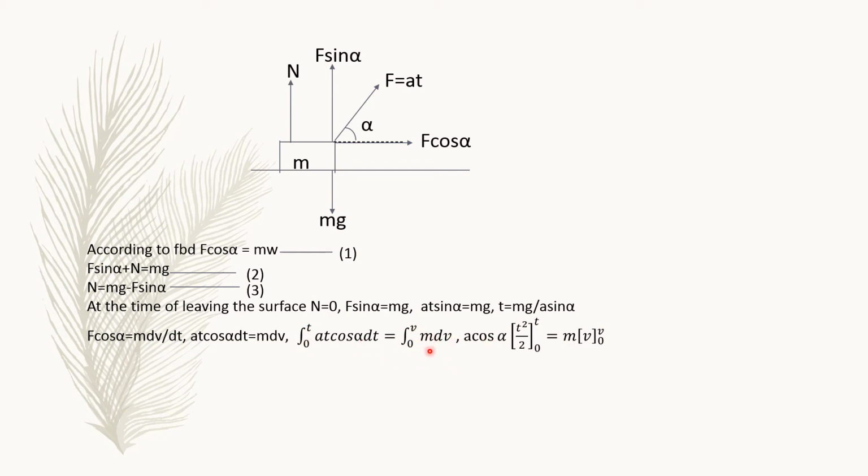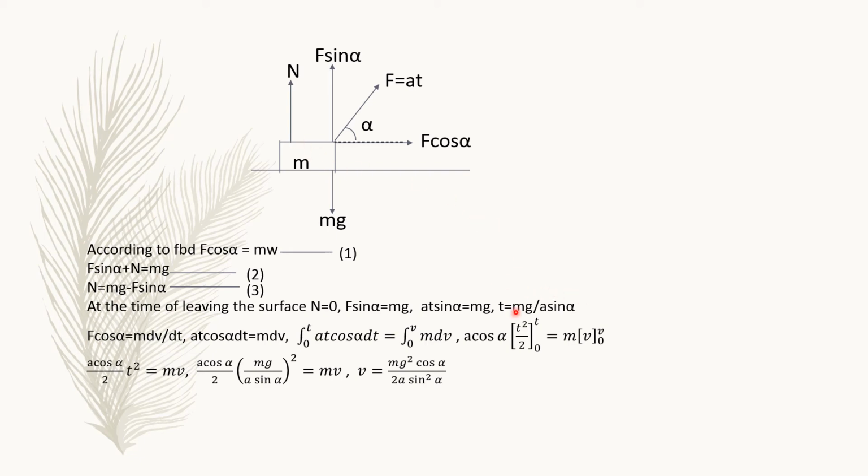a cos alpha is constant. So the integration of t dt gives t square divided by 2, with limit from 0 to t. And here m is constant, so the integral gives v, with limit from 0 to v. So we get a cos alpha into t square divided by 2 is equal to mv. The t value we have got is mg divided by a sin alpha, which is the time in which this body will leave the surface.